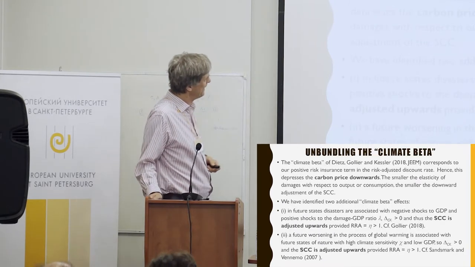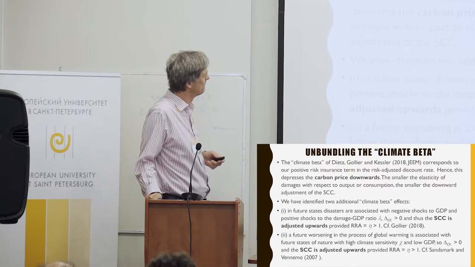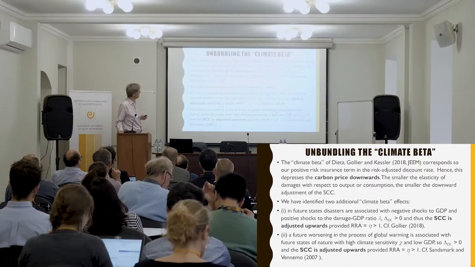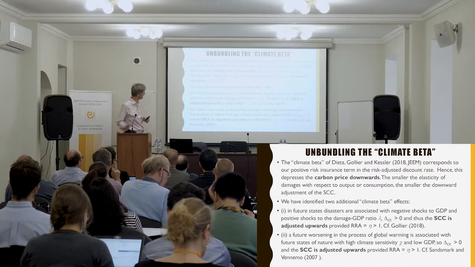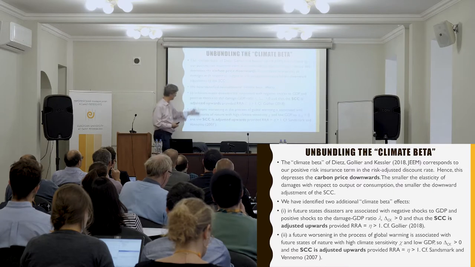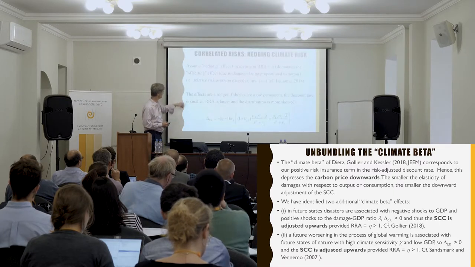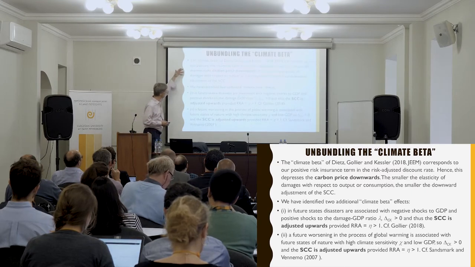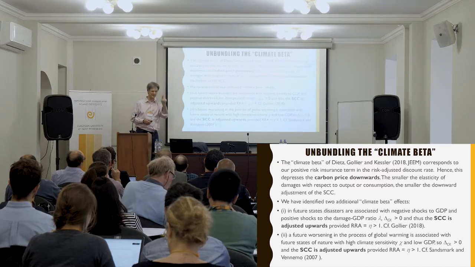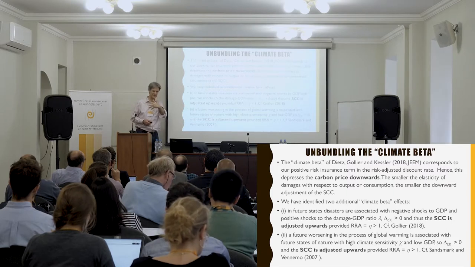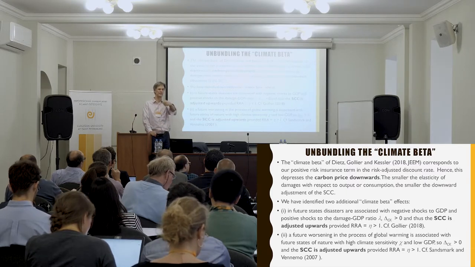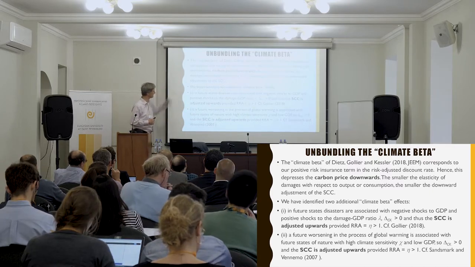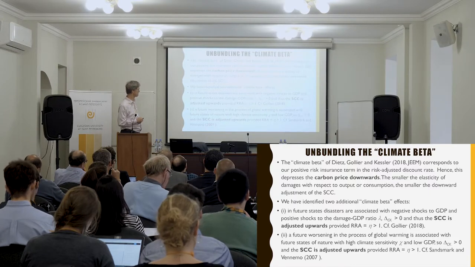There is this paper by Dietz, Collier and Kessler. They decomposed this effect of uncertainty into two additional climate beta effects, which are just those two effects. Their whole paper is about this theta D effect in the risk in the interest rate. It has to do with the correlation between damages and GDP, and the correlation of these stochastic shocks. They are interesting because they can go in completely opposite directions.